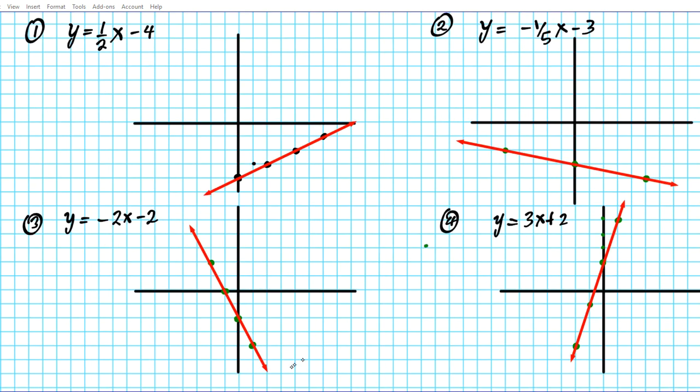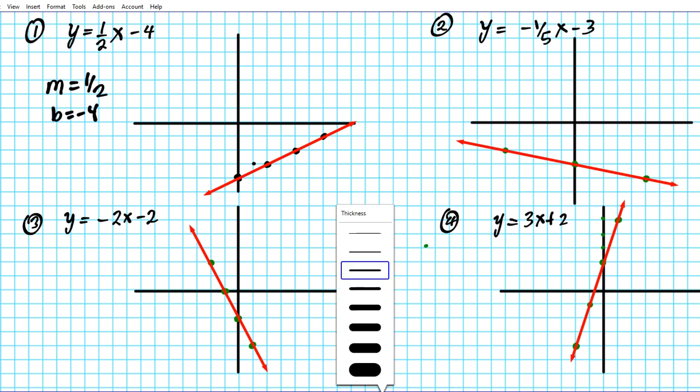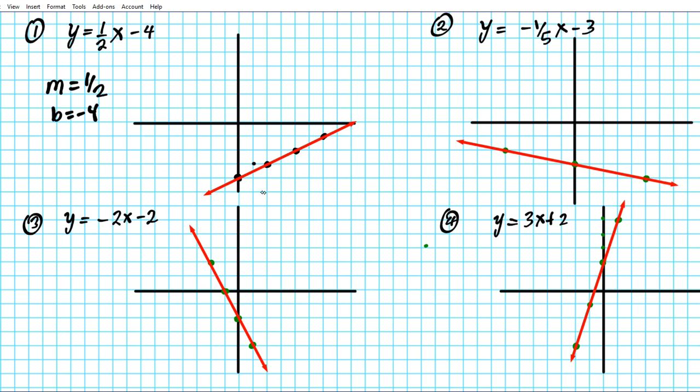Alrighty, so hopefully you had a chance to go work on the problems. These are the answers to questions 1 to 4. So for number 1, m is 1/2 and b is negative 4. So this is negative 4, and you can see the slope triangles happening there. For number 2, m is negative 1 over 5, and b is negative 3. This is negative 3 right here.